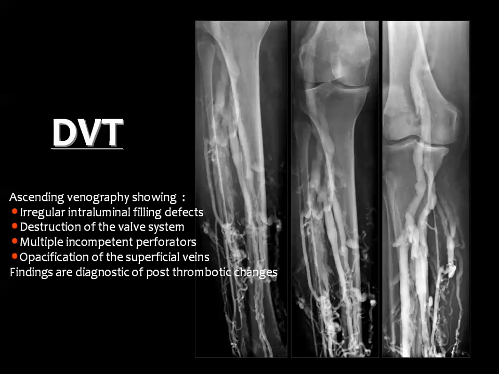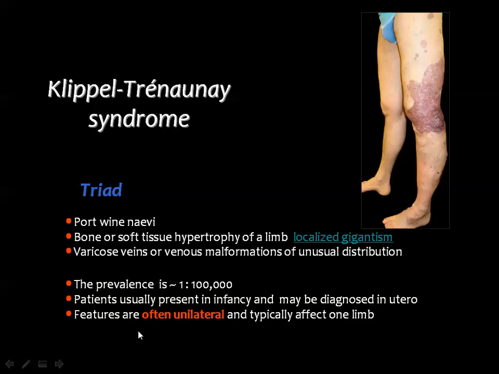In cases of deep venous thrombosis after treatment, you get the post-thrombotic manifestations, which include irregular luminal filling defects, like these filling defects, for example, destruction of the valve system, and multiple incompetent perforators driving the blood supply to the superficial veins, resulting in opacification of many of the superficial veins. All these changes are included under the title of post-thrombotic changes.